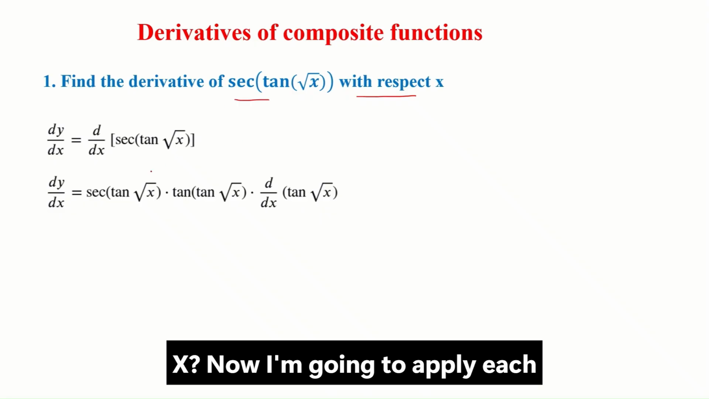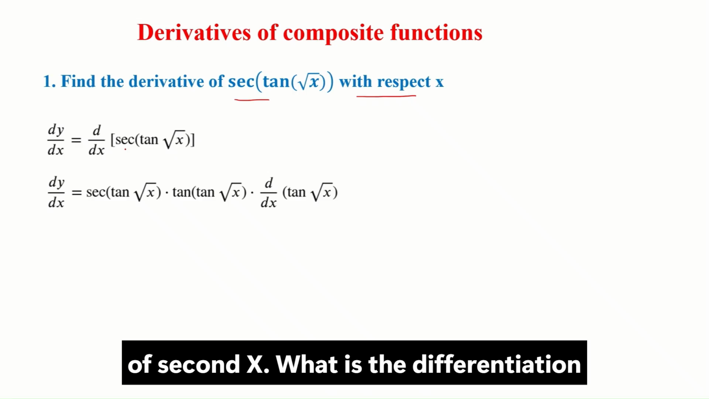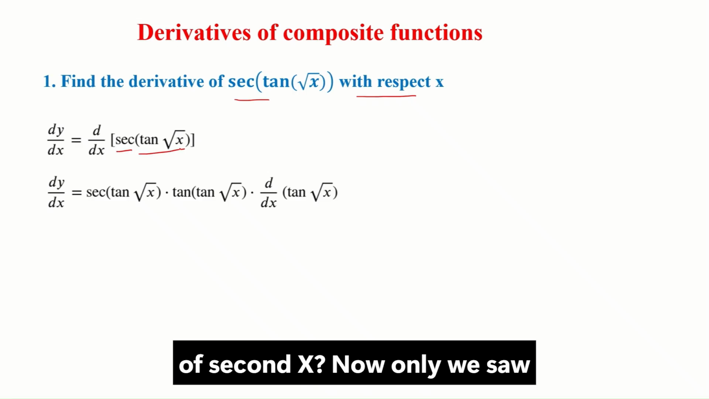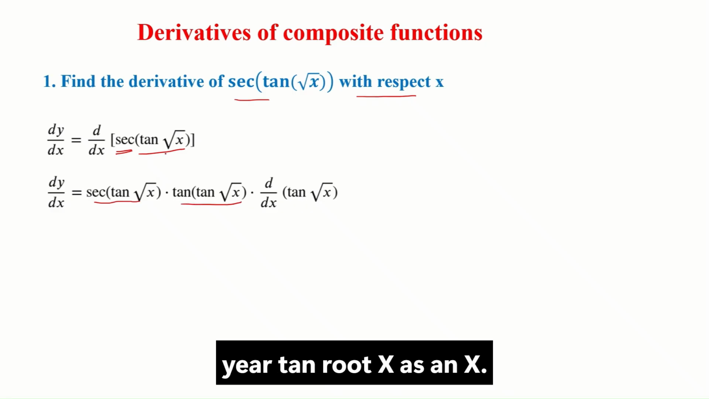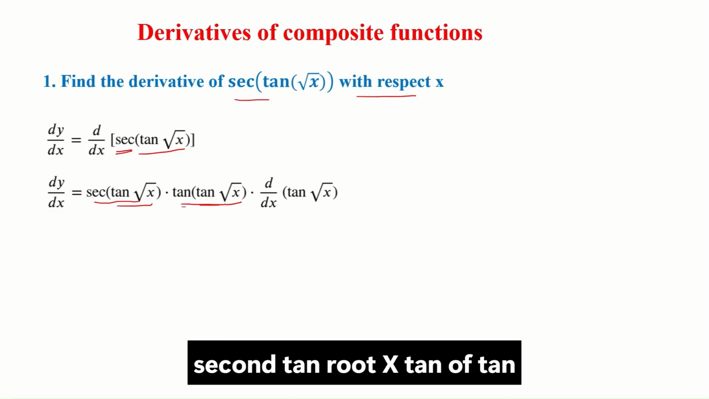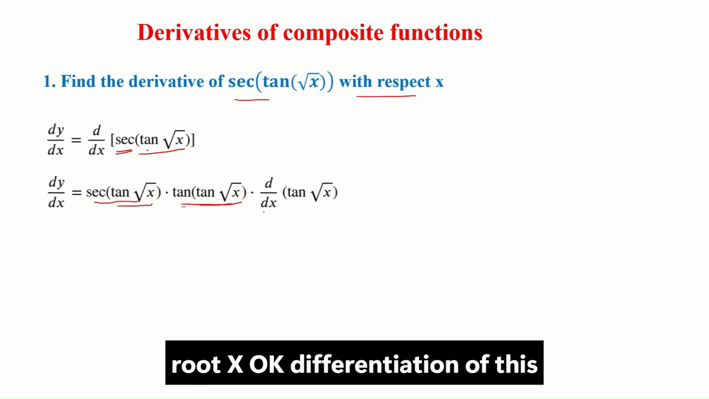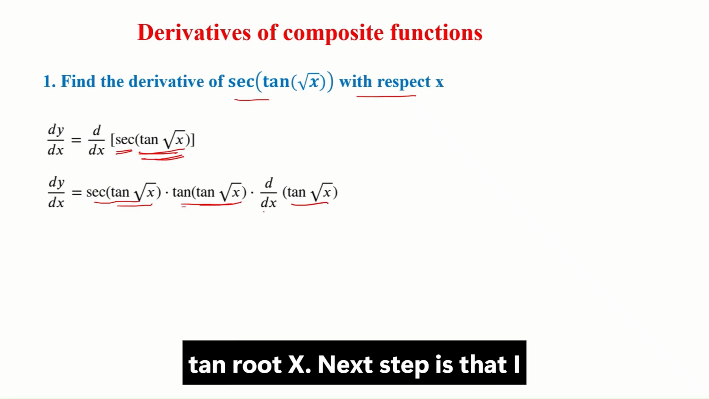Now I am going to apply the chain rule here. First I will differentiate secant x. What is the differentiation of secant x? We just saw the formula: secant x into tan x. Here tan root x is the x. Differentiation of secant x is secant of tan root x, tan of tan root x. Okay, then the differentiation of this function, d by dx of tan root x.